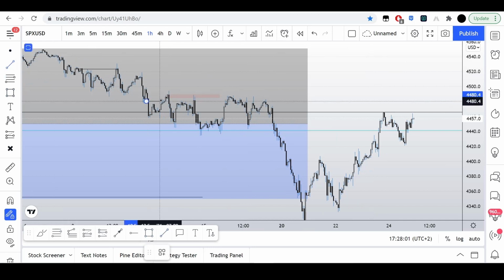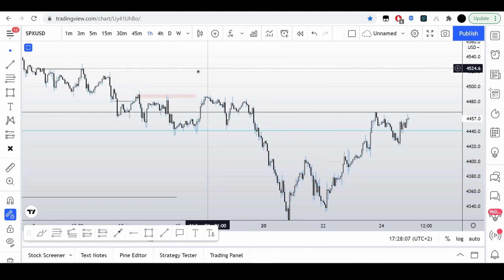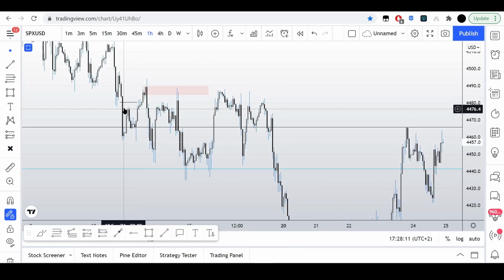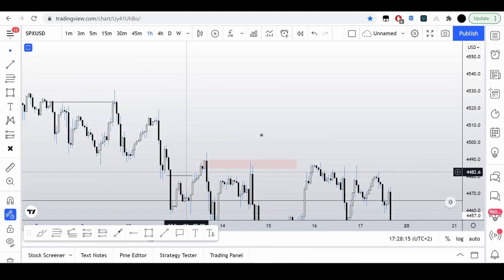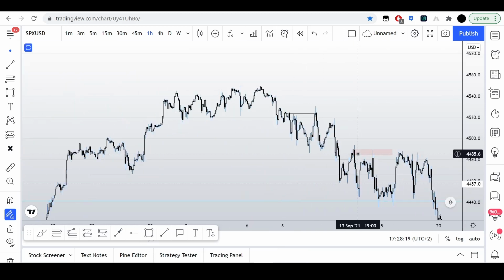Let me move this area of discount. Just know that we have our premium and discount. You understand that, right? Let's get a little bit closer. We're still in our premium range, premium above 50%. We came to our first draw on liquidity, which was here.